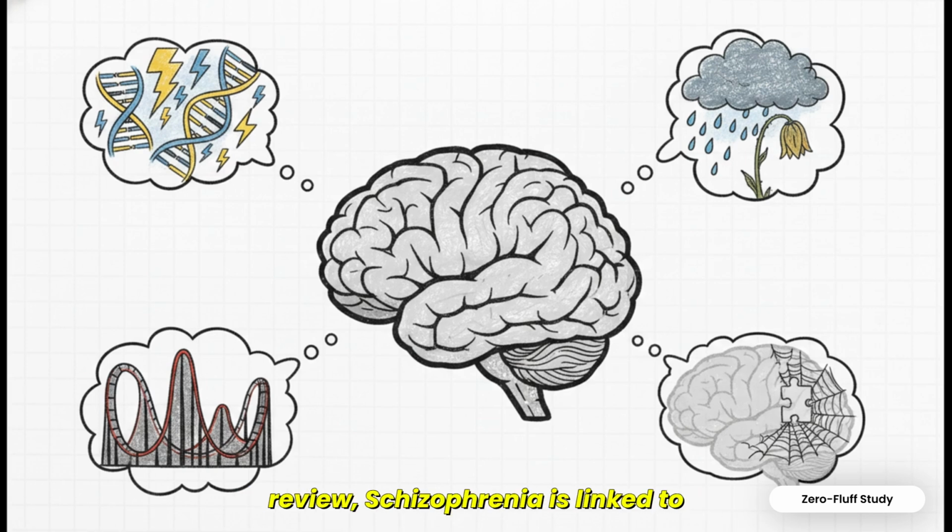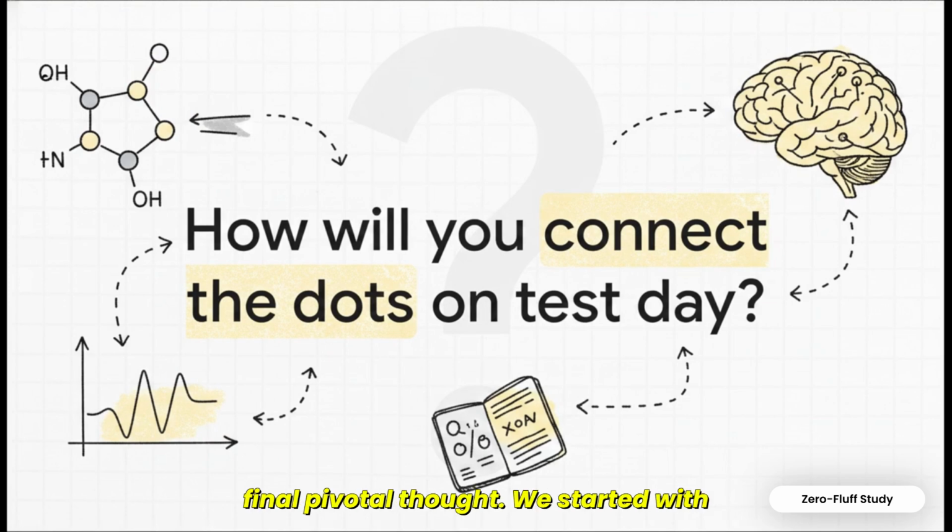Schizophrenia is linked to genetics, birth trauma, and excess dopamine. Depression correlates with high glucocorticoids but low levels of norepinephrine, serotonin, and dopamine. Bipolar disorder swings the exact other way, linked to high norepinephrine and serotonin. And Alzheimer's disease? Well, it's characterized by brain atrophy, senile plaques of beta amyloid, and crucially, a significant drop in acetylcholine. Which brings us to our final pivotal thought.